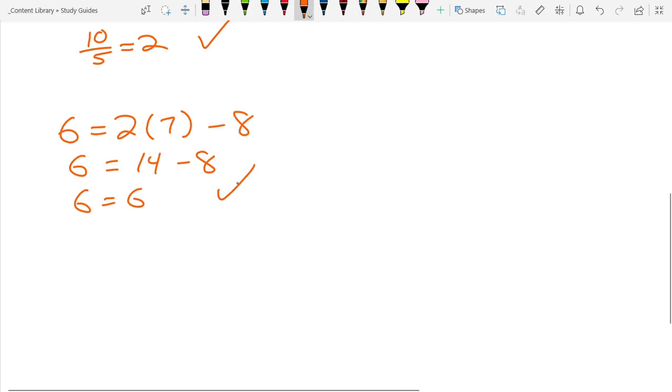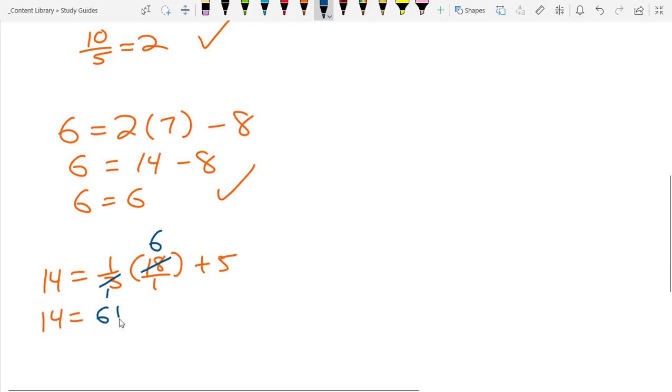Yes, that one works. And finally, our last one is 14 equals 1/3 times x, which is 18 plus 5. So that's going to be 14 equals, now if we use our quick multiplication, this 3 and 18 are divisible by 3, so that's a 1. This turns into a 6. So you have 1 times 6, which is 6. 6 plus 5, nope. It doesn't work. 14 is not 6 plus 5.